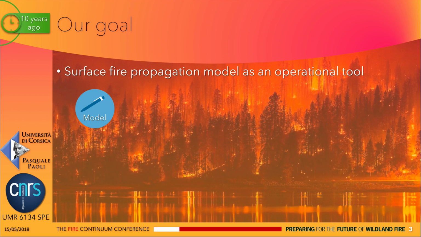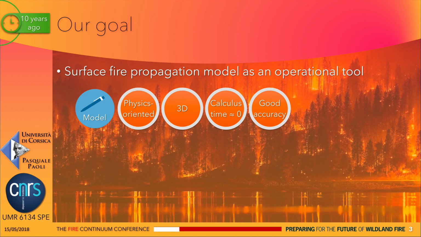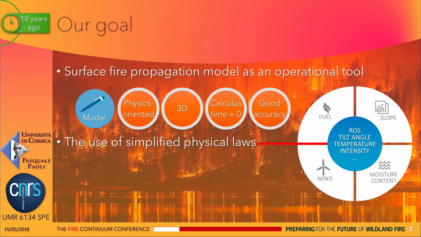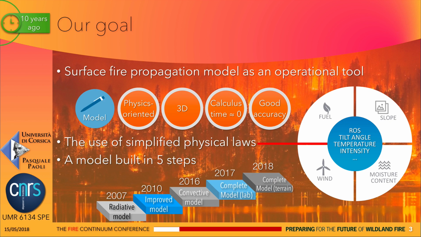Our goal at the University of Corsica was to build a simplified surface fire propagation model, no crown fires, that could be used by people involved in firefighting or in fire management. So, this model had to be physics-oriented, three-dimensional, faster than real-time, and provide a good accuracy. The use of simplified physical laws had to give the main physical characteristics of the fire front: rate of spread, flame tilt angle, flame temperature, etc., as a function of the wind speed, the terrain slope angle, the fuel moisture content, and other fuel characteristics. This model was built in 5 steps, from a simple model to a complete model working at the field scale.